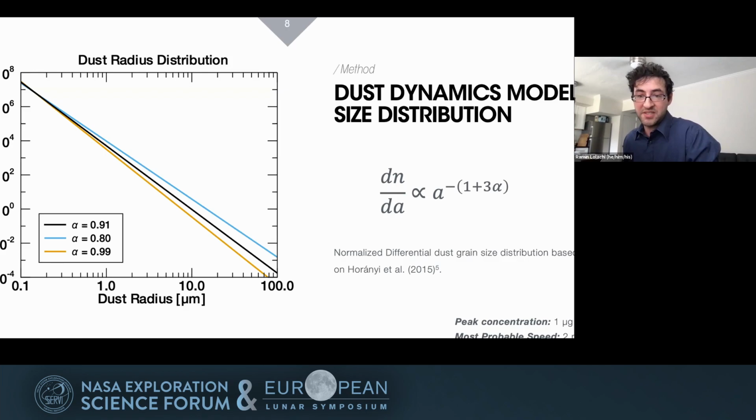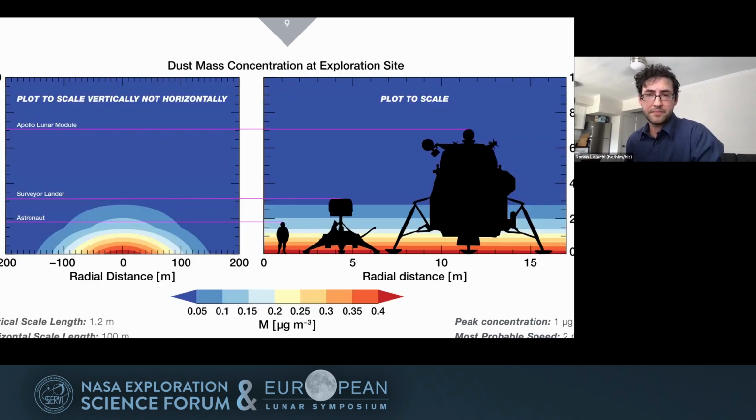For the purposes of this study, we assumed a baseline value of alpha equals 0.91, which is consistent with the measurements of Horányi et al. 2015 and the lunar ejecta cloud. But to see the effects of changing the size distribution, we varied it between 0.8 and 0.99, which are the blue and the orange curves.